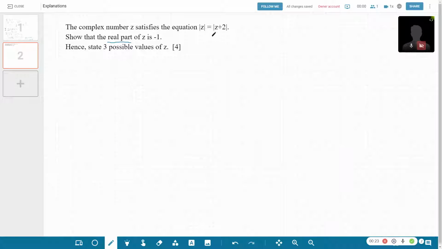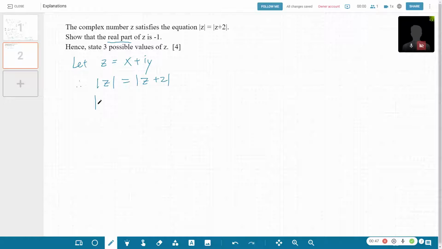The real part means if we let z equals x plus iy, we are finding that the real part is going to be -1. So we let z equal x plus iy. So mod z is actually the square root of x squared plus y squared. Okay, so we can actually do this.